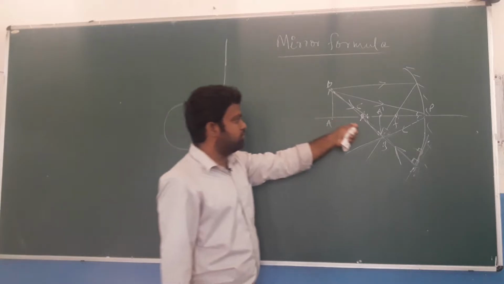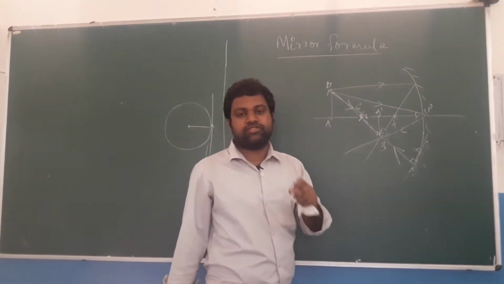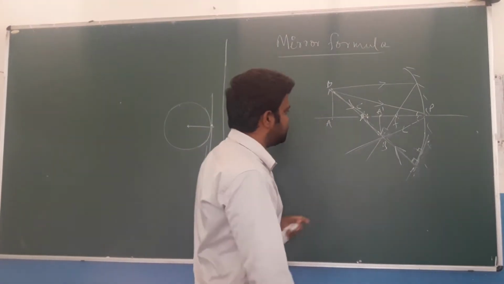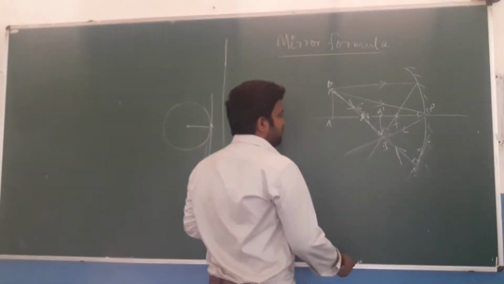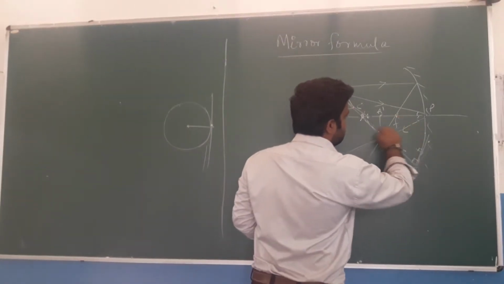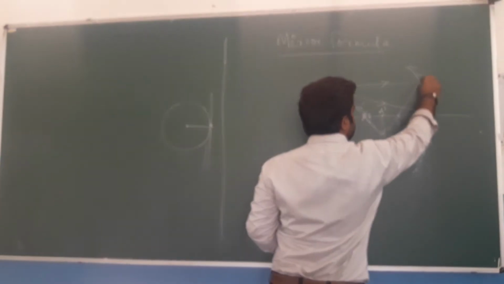Our target is to derive the mirror formula. So how will we go about it? Now you have to use the concept of similar triangles. Let us name the points. Suppose this point is M.